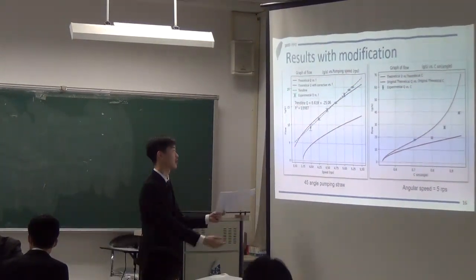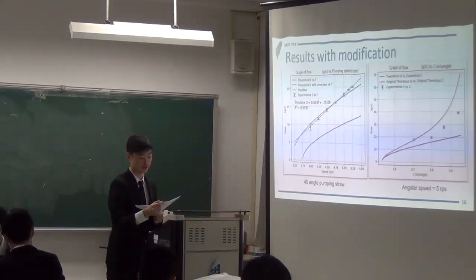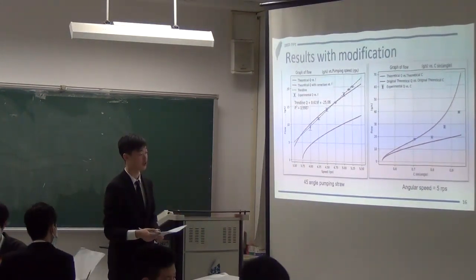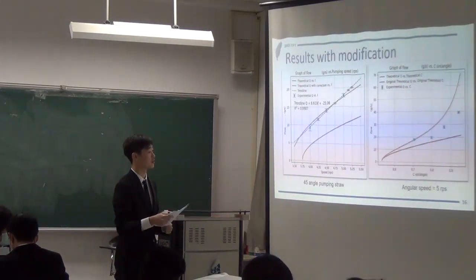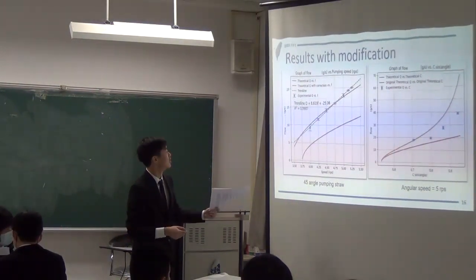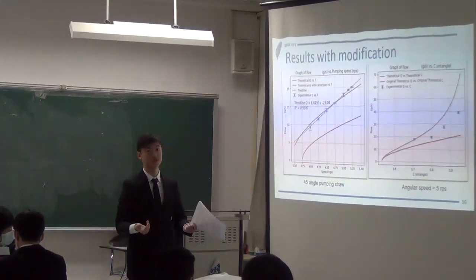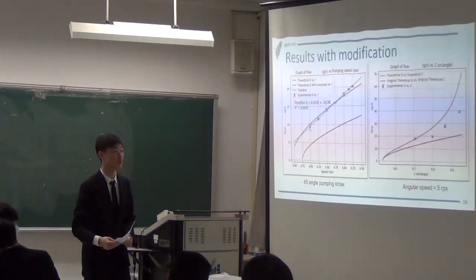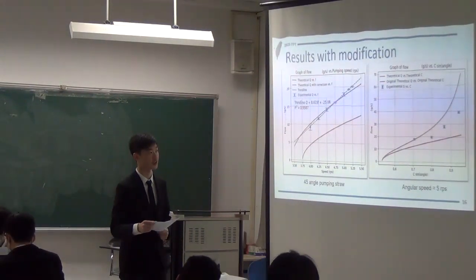The red line is the previous theory, and the purple one is the modified theory line. The angle matches the theory quite well, but for the angular speed, the angle matches the theory. As for the mass flow rate against the angular speed of the pumping straw, it quite matches the new theory. But as for the mass flow rate against the angle of the pumping straw, it still deviates from the theory.